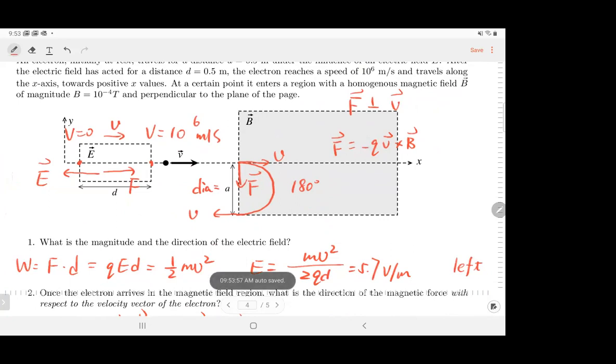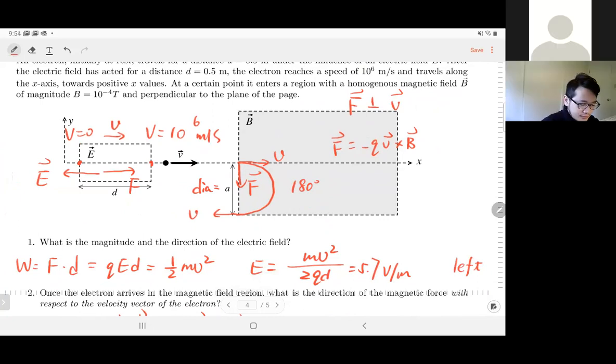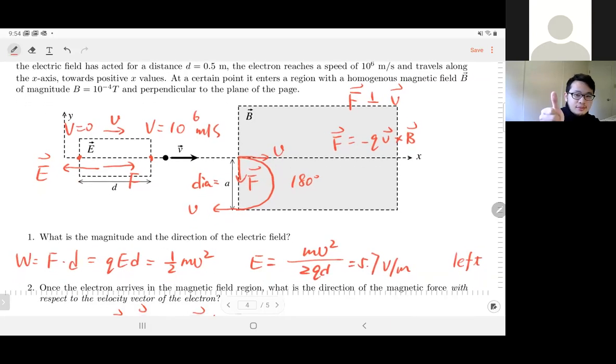So we use the right-hand rule. The velocity goes to the right, then we curl my forefinger towards B, and my thumb should go up, not down, because this is a negative charge. So the force goes down, but my thumb should go up, then my forefinger is going counterclockwise. That means the vector B should point into the page.